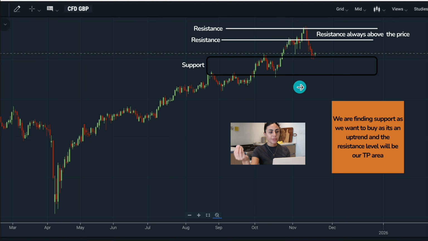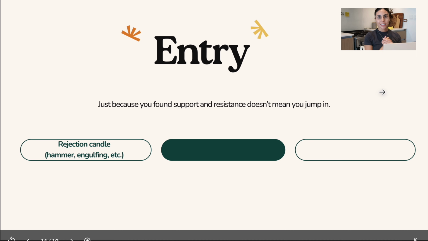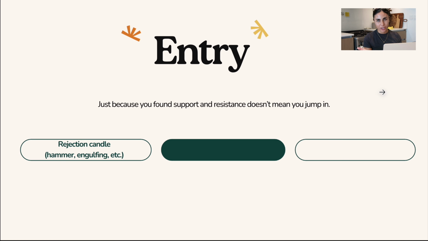So for entry, just because you found support and resistance doesn't mean you should enter. That is one way to disaster and how you're going to wipe your account. So number one, to figure out when to enter, you need to learn candlesticks, okay? You need to look for rejection candles such as a hammer or engulfing. Those will be your second to third confluences when you find your support and resistance. So let's say you don't use moving averages or trend lines as part of your confluence. This will be your second confluence when drawing support and resistance, as you shouldn't just use support and resistance blindly. And also, a rejection candle can also look like a strong rejection wick.